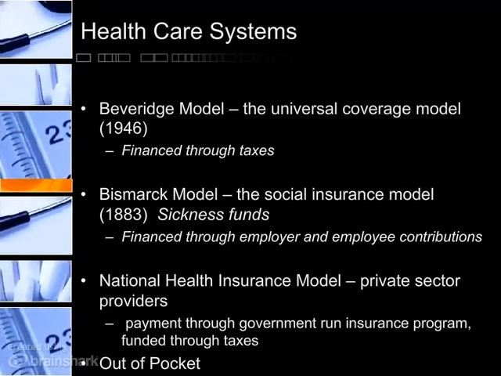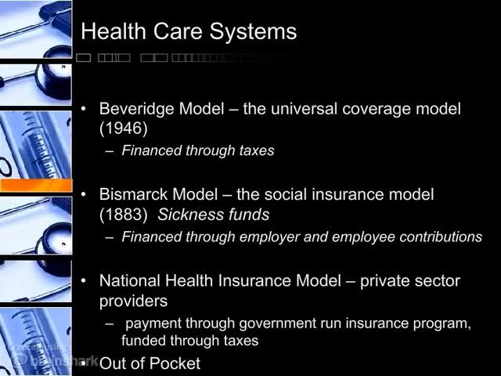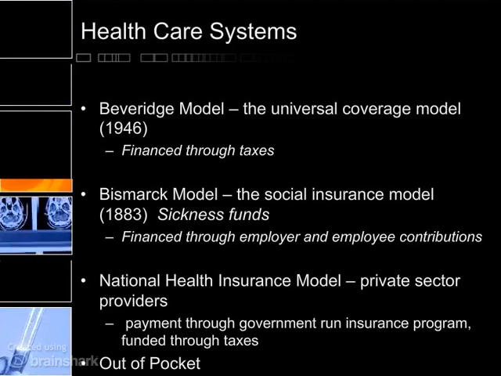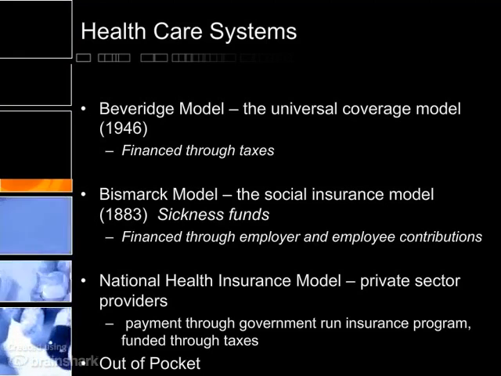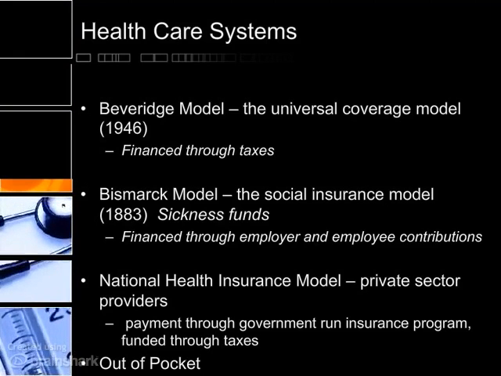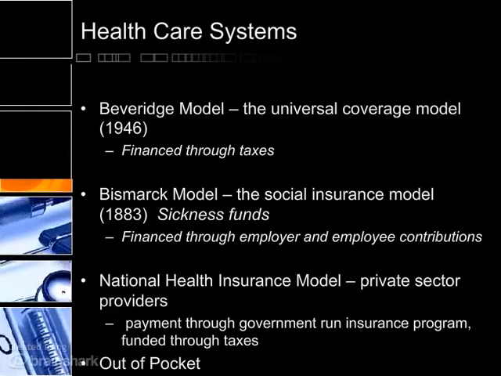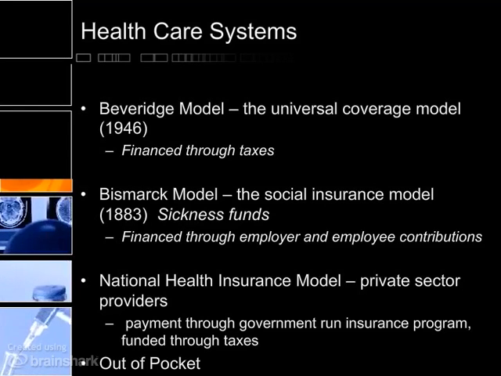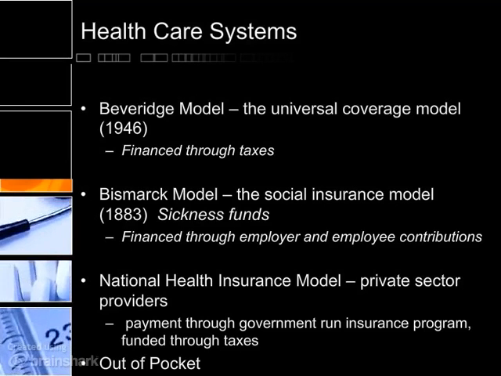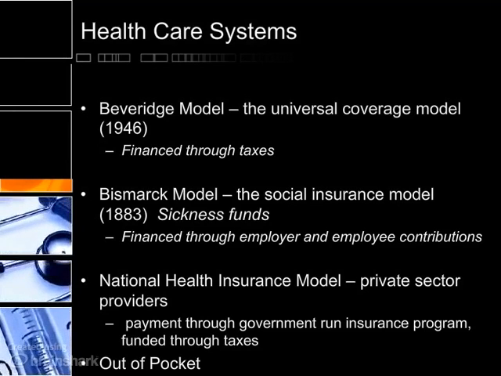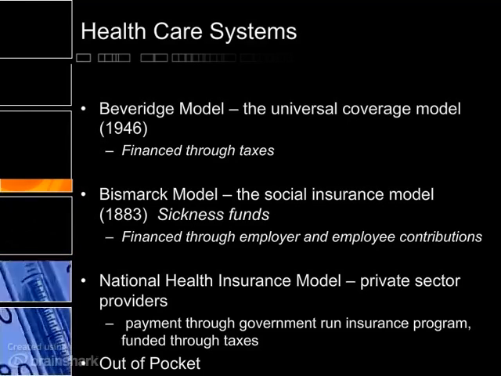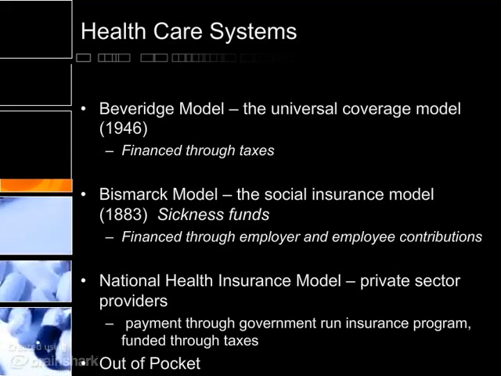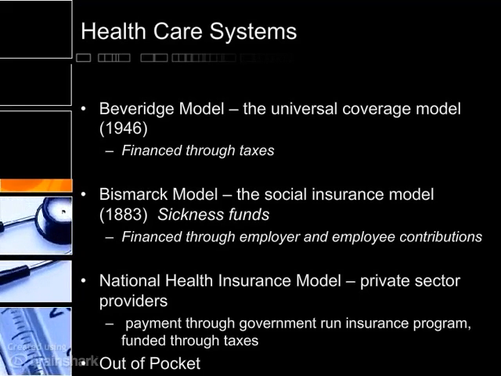There's basically four main models of delivering health care, and you saw examples of each of these in the T.R. Reid video, which I hope you enjoyed. There's the Beveridge model. I'm not sure if I'm saying that correctly, but it's a universal coverage model, which was established in 1946, and it's funded primarily through taxes. And you can find that model in Great Britain, Spain, and New Zealand.